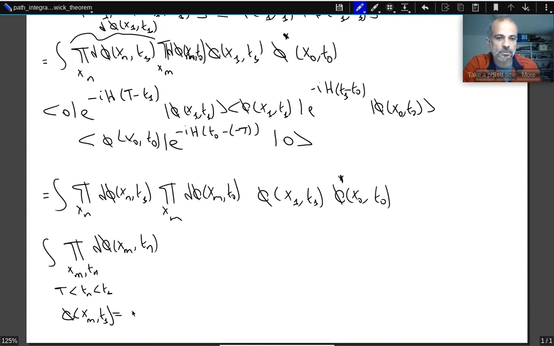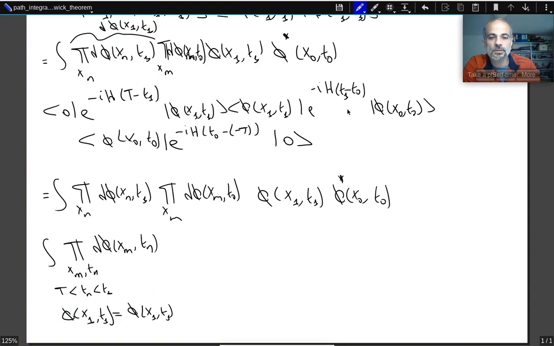xm t1 will be equal to this state over here. The notation is a bit confusing, but let's say phi of x1 t1 over here is the field in this ket. This phi of x1 t1 is the field over which we are integrating. We are integrating over all these fields.